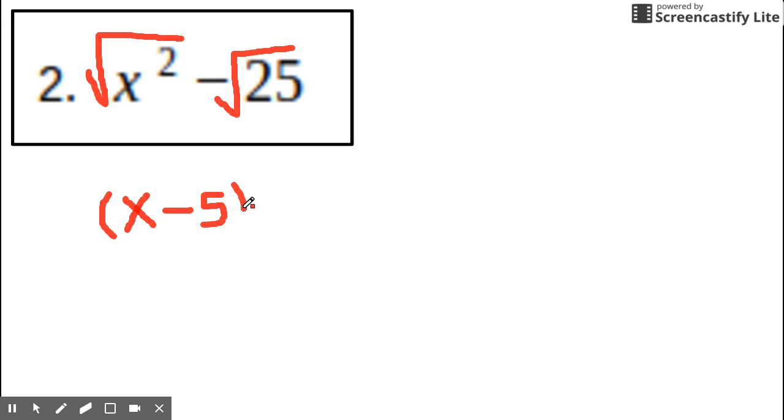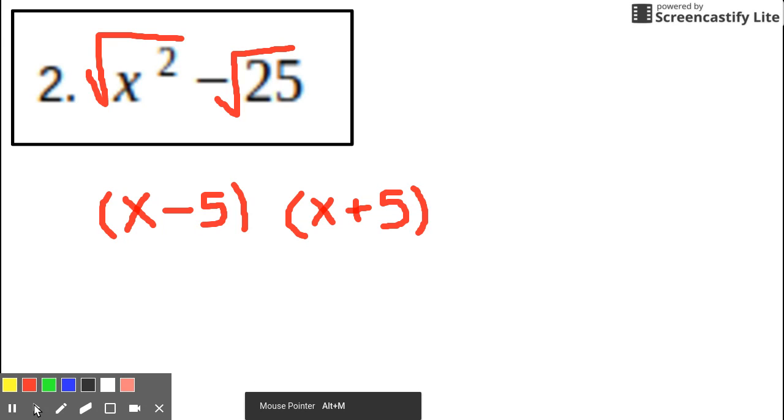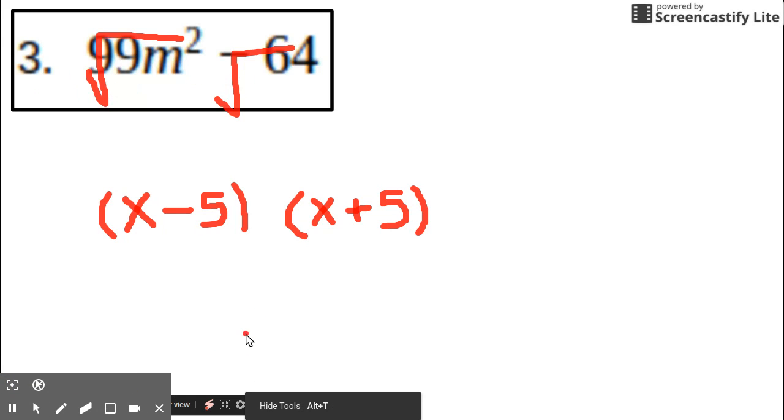And then I'm going to do the same exact thing again, but this time I'm going to put a plus sign. So I'm going to write x plus 5. And these two parentheses are your answers, x minus 5 and x plus 5. These are the factors. These two things are x squared minus 25. It's just separated into two pieces. I could multiply these two pieces back together again, and I would get x squared minus 25. Okay, let's move on to problem number 3.